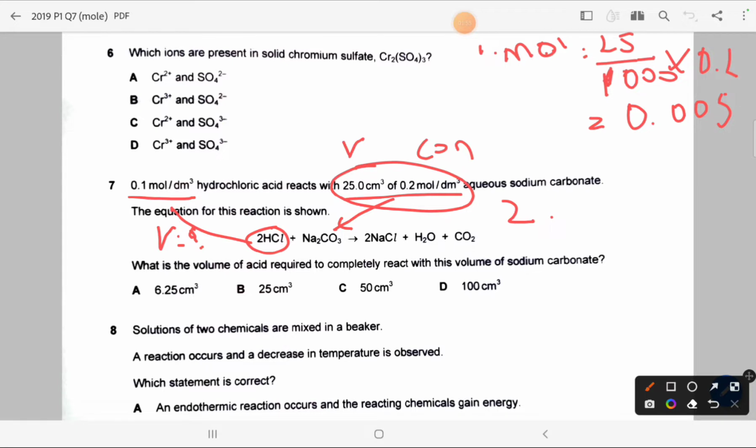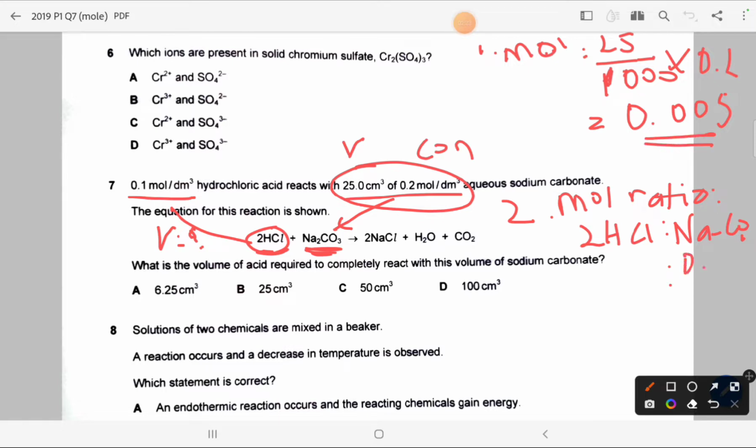Then the second step is to use the mole ratio. In this question, it's very obvious. It's sodium carbonate as well as hydrochloric acid. So the mole ratio is 2 mole of HCl to 1 mole of Na2CO3. Now, how many mole of Na2CO3 do you have? It is 0.005. So the HCl would be 0.005 times 2, which is 0.01. So we found the number of mole of HCl is 0.01.